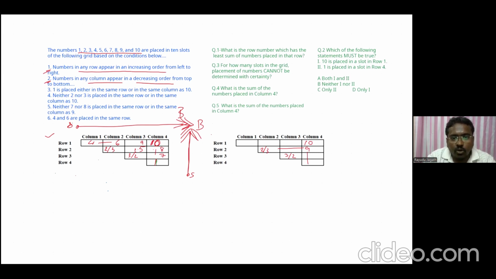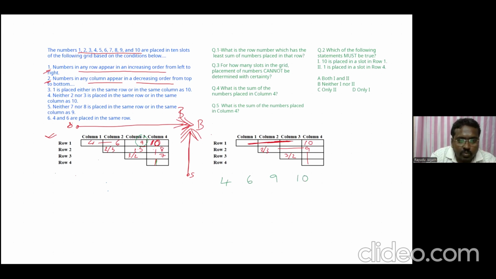For that, now to put 4 and 6 in the same row, there is no room. Why? Because 7 and 8 should be occupying any two of these three blocks, and 4 and 6 should also occupy the same row. So that is not possible. So 9 has only one possibility. This is the final condition. So the conclusion is that 4 6 9 and 10.